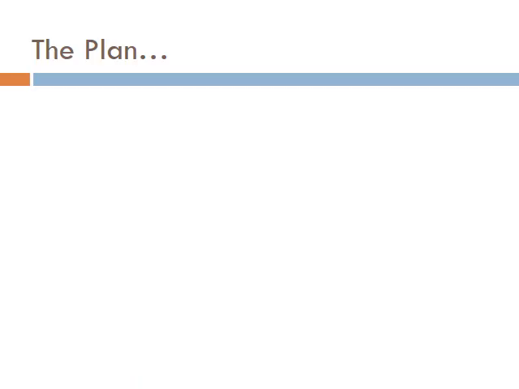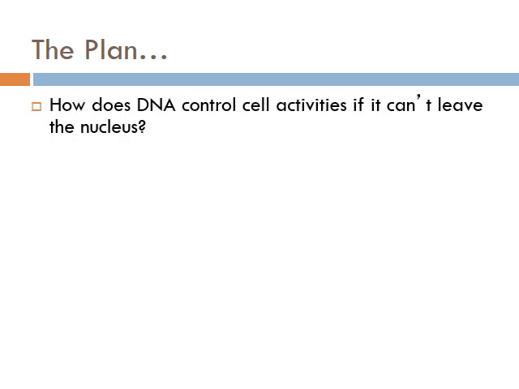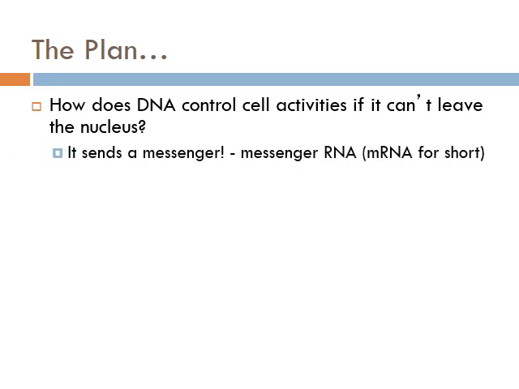So here's the plan. We've got a bit of a situation on our hands. Now DNA controls the cell, but it can't leave the nucleus. So how does it do it? Well, much like when you want to get a hold of one of your friends, you send a message. Specifically in this case, it sends something called messenger RNA, or mRNA for short.